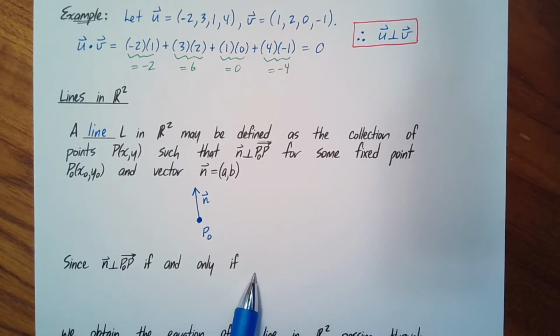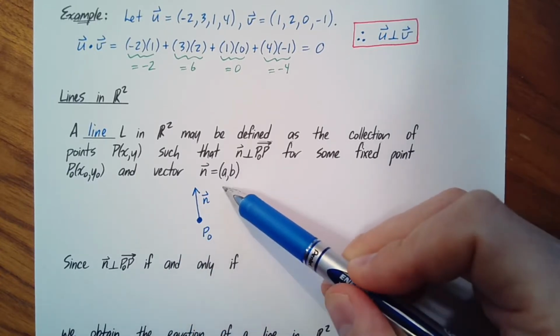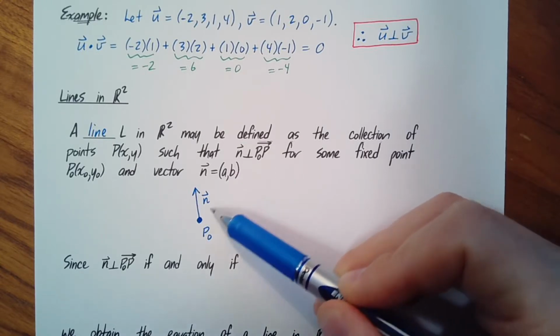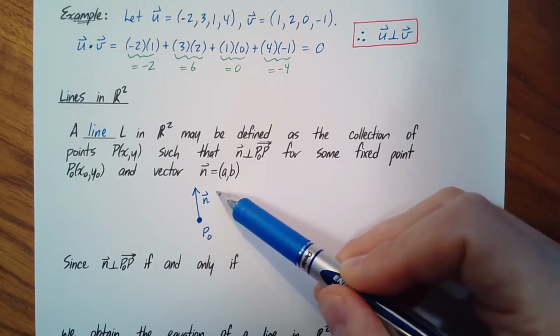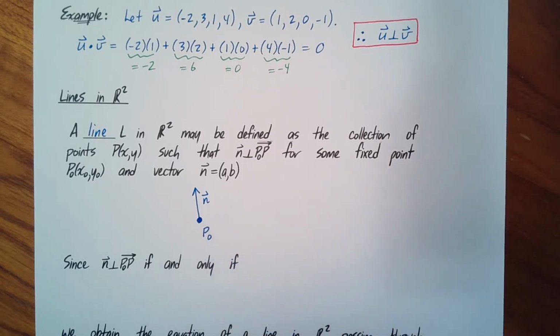Like I couldn't put the point down here, right? Because then the vector that goes from P naught to P would be going down like this. And that's not orthogonal to the vector n. Similarly, I'm not going to put the point P up here, because then the vector that goes from P naught to P is going to be this vector. But that's not orthogonal to the vector n either. They have to form a right angle.